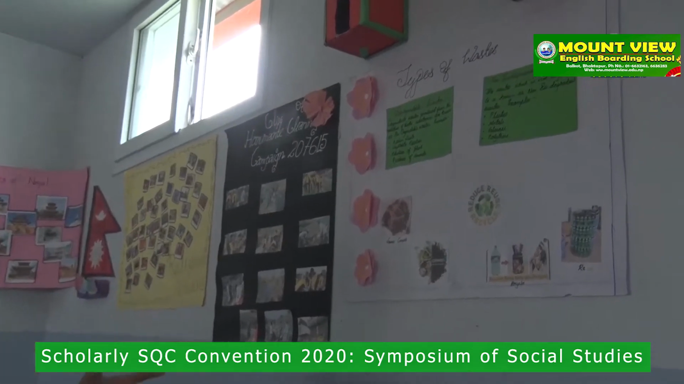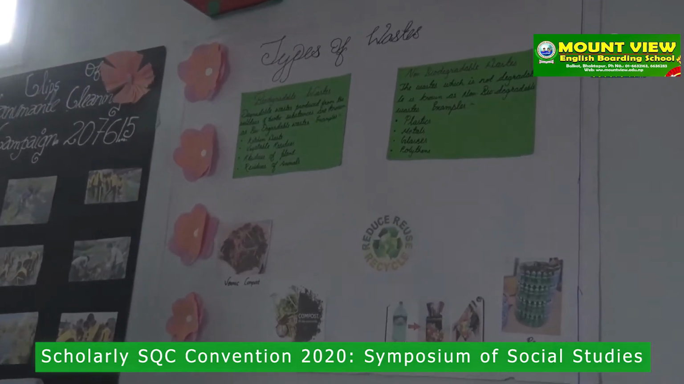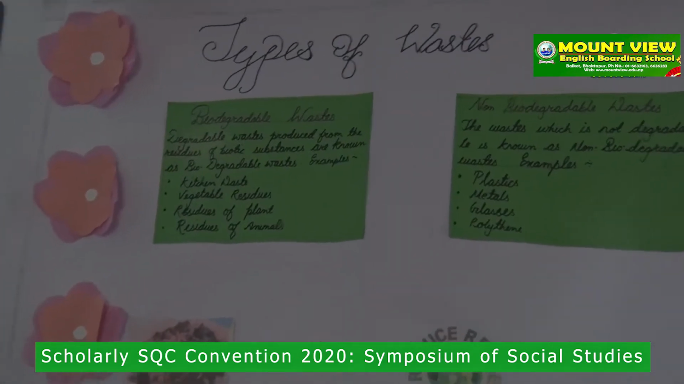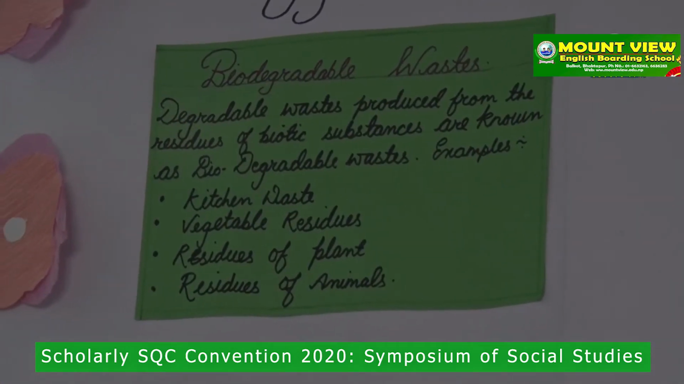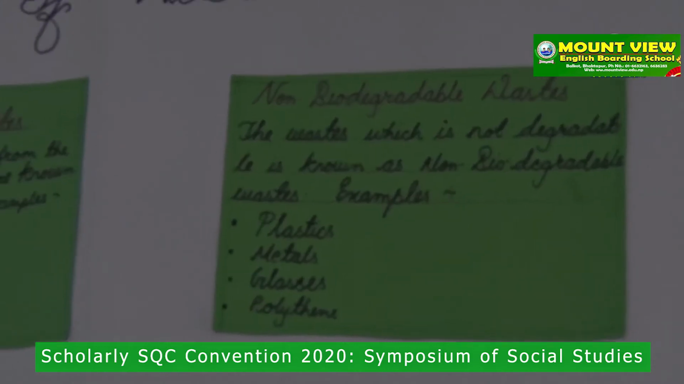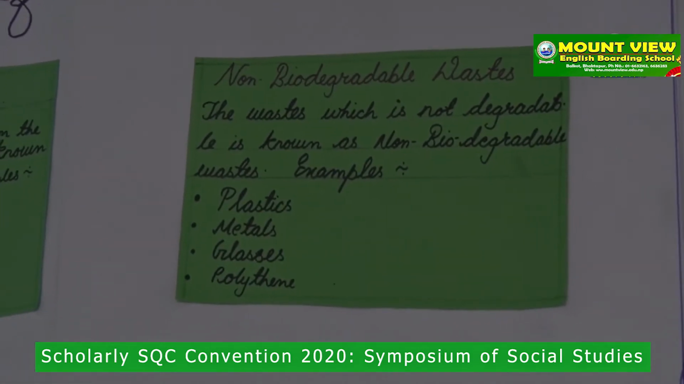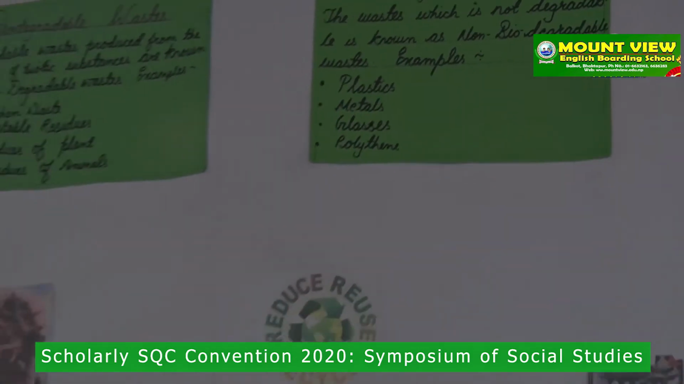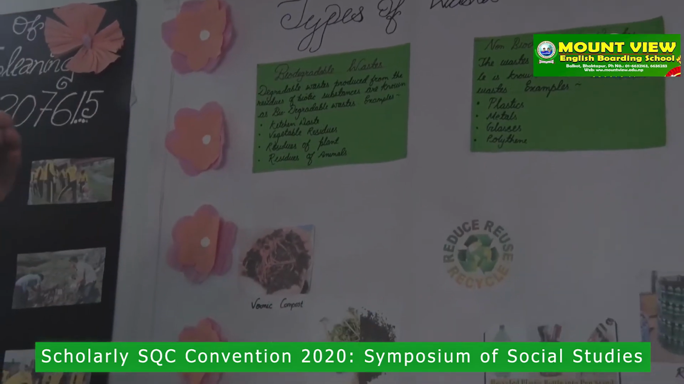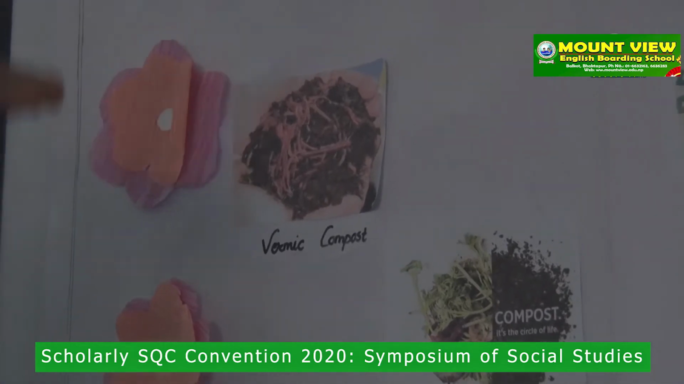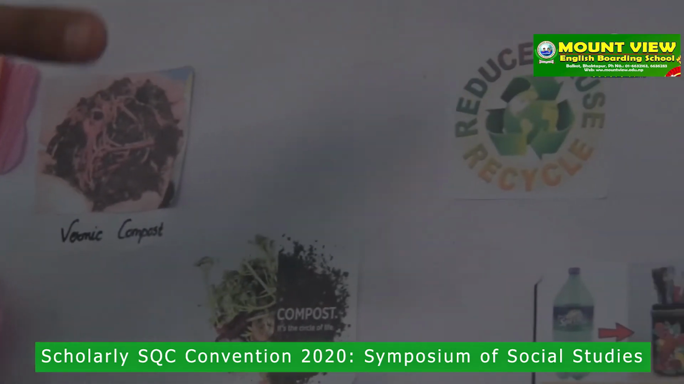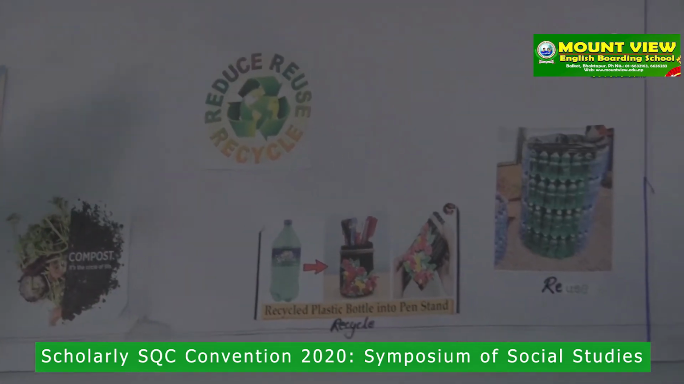There are two kinds of wastes: biodegradable and non-biodegradable. Biodegradable wastes are those wastes which decompose in nature and are environmentally friendly. Non-biodegradable wastes are those wastes which do not decompose and are not environmentally friendly. Some examples of biodegradable wastes are waste from the kitchen, waste from plants and animals. Non-biodegradable wastes are plastic, metals, glass, polythene.